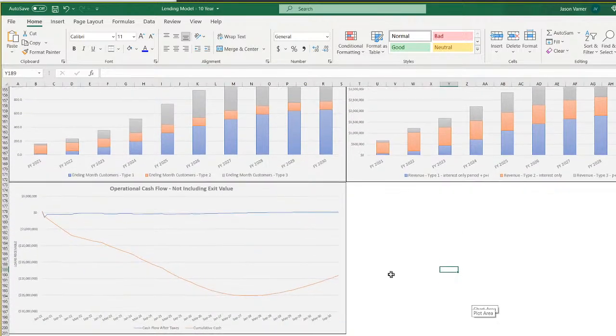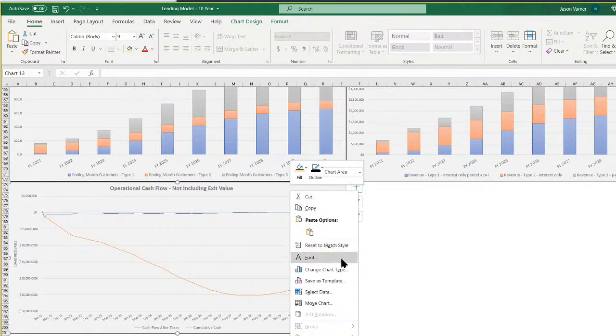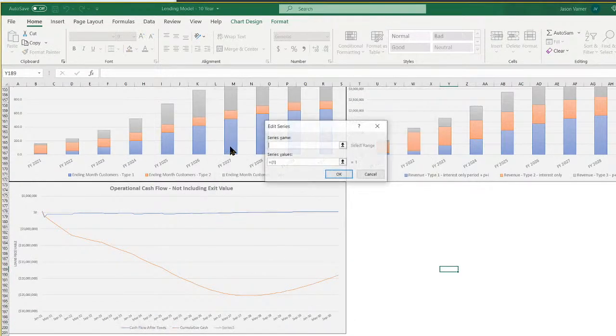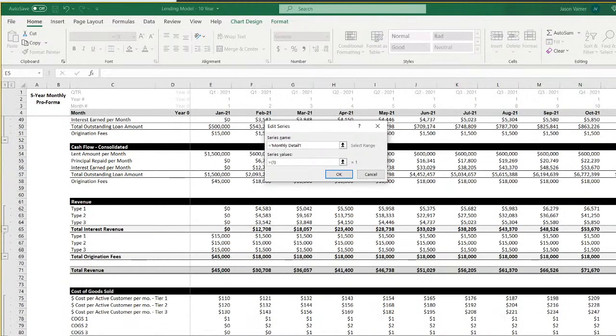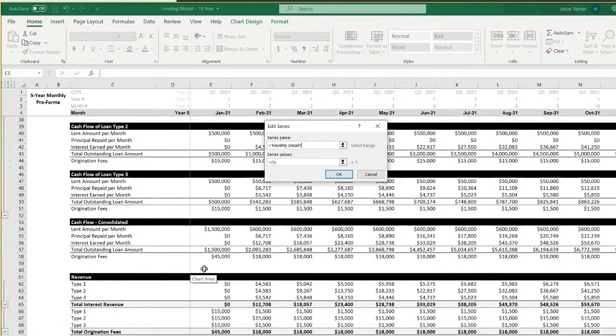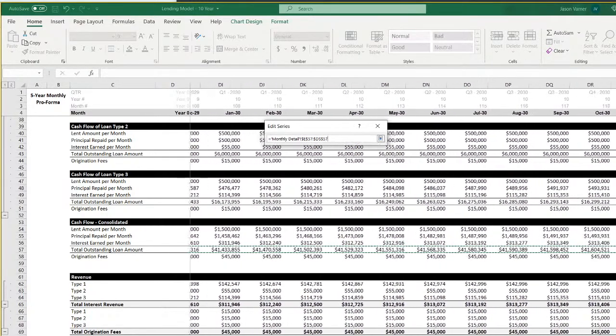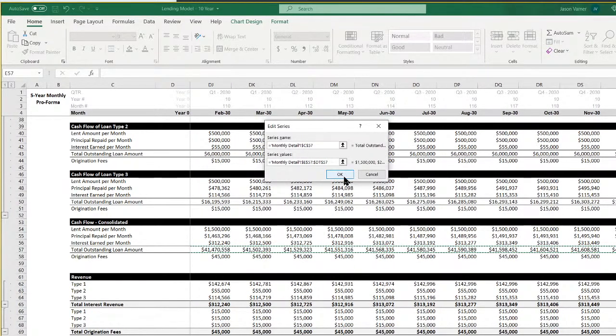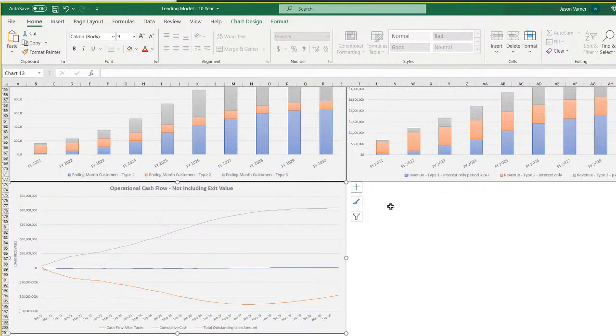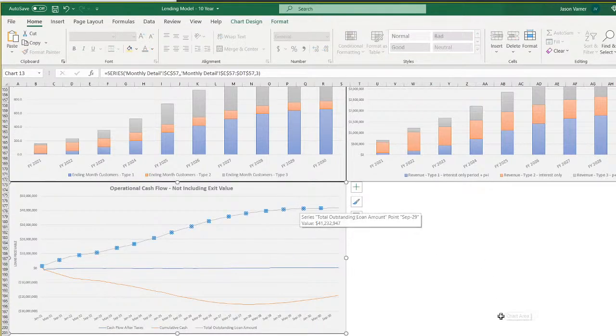So let's put that on this chart too. This is monthly. If we add the consolidated outstanding loan amounts, that's actually showing the offset where that value should be offset against the net negative cash position. So that's cool.